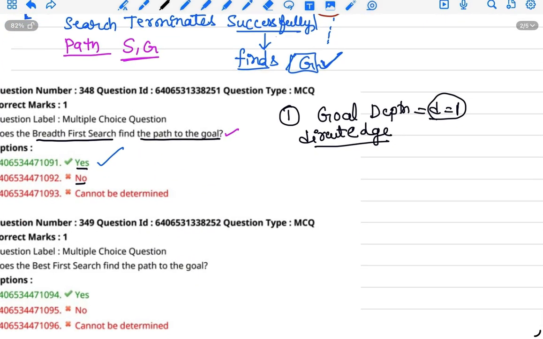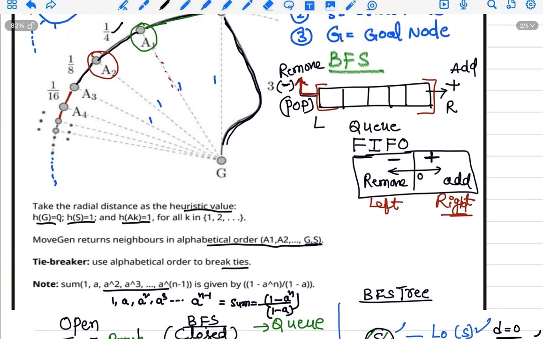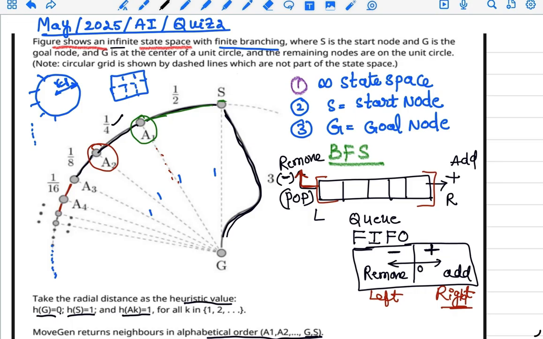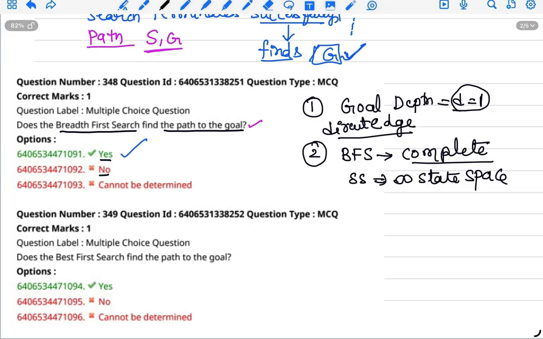So this is the first point, friends. And the second point is that the BFS algorithm is complete, even if the search space is infinite, right? Infinite state space. They mentioned it in the question. So it shows an infinite state space. The BFS algorithm is a complete algorithm on graphs having finite branching.